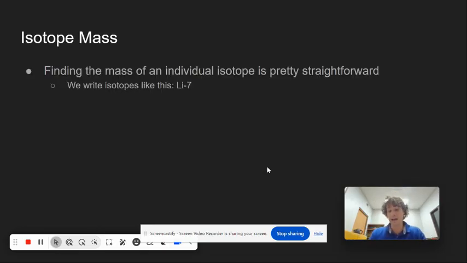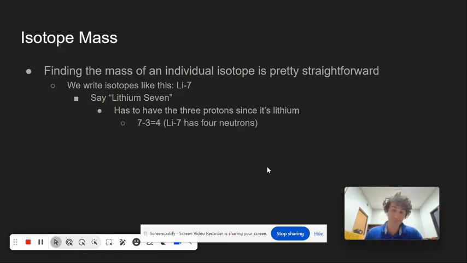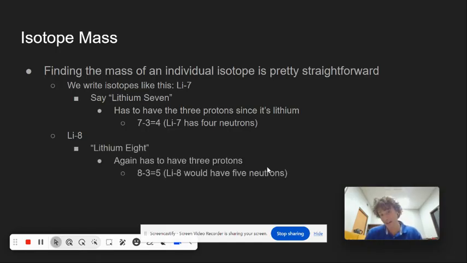If we look at this with isotopes, how does it work? You give the name of an isotope by saying the element and the mass. So if I say lithium-7, I would say that out loud, lithium-7. That would have 3 protons. It's lithium. It has to have 3 protons. 7 minus 3 is 4. 3 protons, 4 neutrons, a mass of 7. If I had lithium-8, an isotope of lithium, this has 1 extra neutron. How do I know that? 8 minus 3 is 5. So a mass of 8.